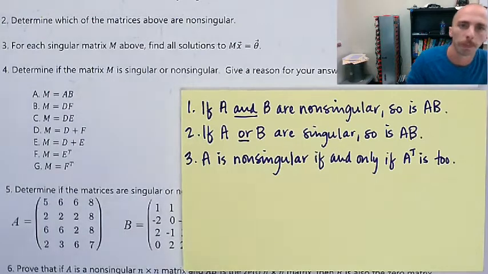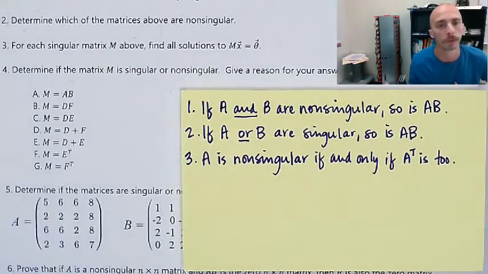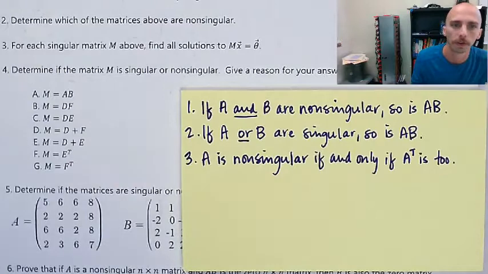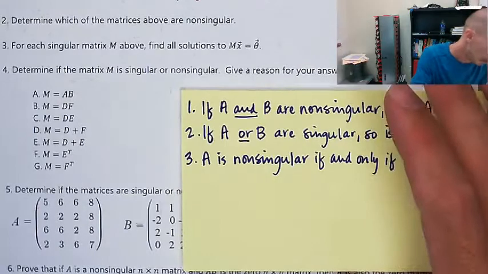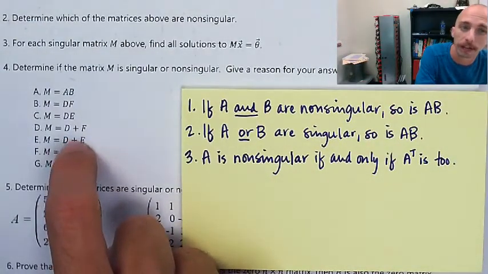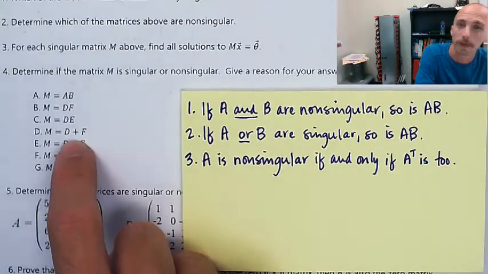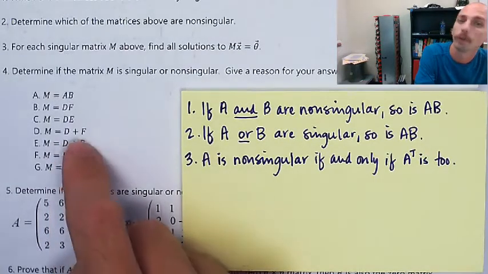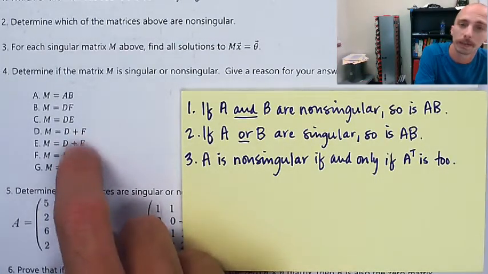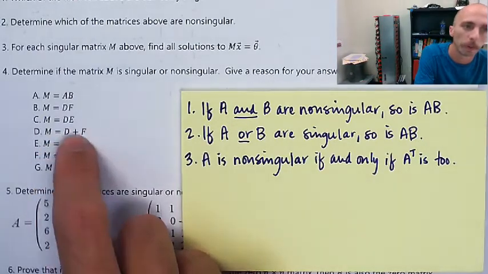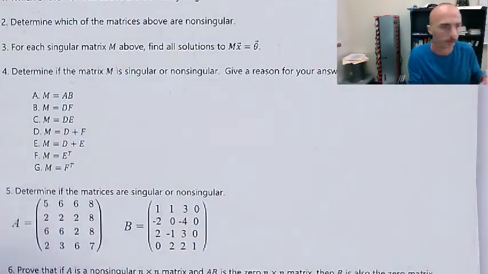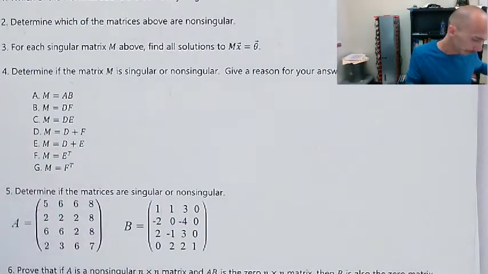So, the product of non-singular matrices is non-singular. If you're multiplying two things together and either of them is singular, then the product will be singular. And if you've got a non-singular matrix, then the transpose is still non-singular. Now the sum I'm interested in. I don't remember off the top of my head if that's one of our properties, so I'm going to investigate parts D and E of this problem, just to see what we've got here.